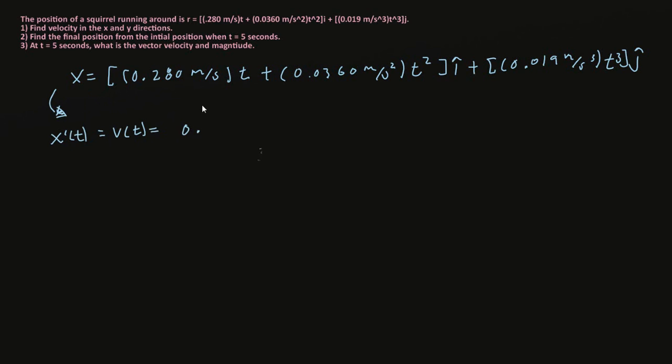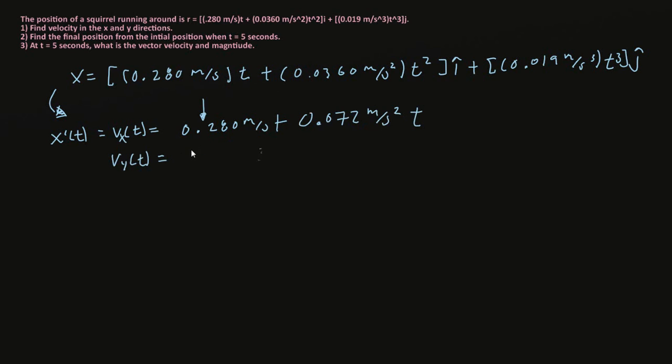Okay, so the first one we'll just bring down, it will just give us the constant. Next we do 2 times 0.036, which gives us 0.072 meters per second, times t. Okay, so this is in the x component. And then let's find the y component.